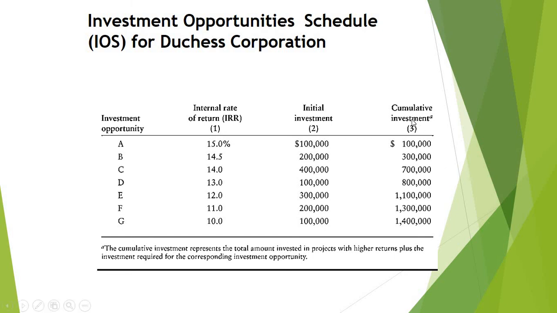Now let's look at the cumulative investment, how the cumulative investment has been calculated. If a firm invests only in project A, its investment requirement is $100,000. If the firm invests in project B, an additional $200,000 will be required, so the total investment will be $300,000. Then if the firm also accepts project C, it will require $400,000, so the total investment requirement will be $700,000. This is how the cumulative investment of the firm is calculated.